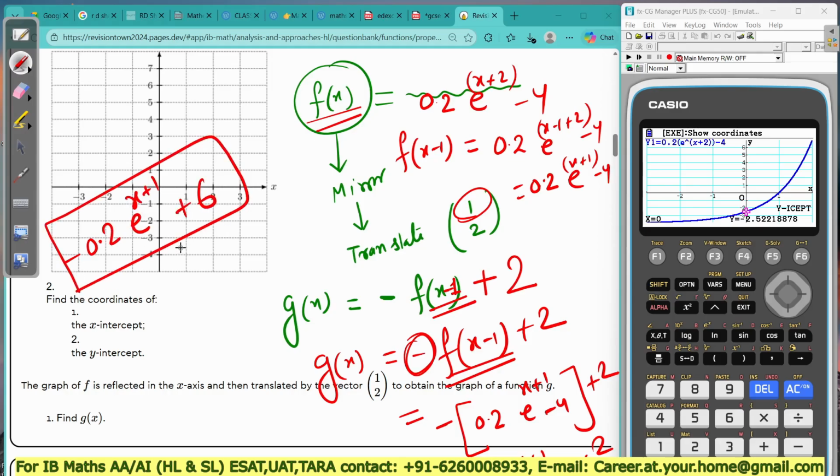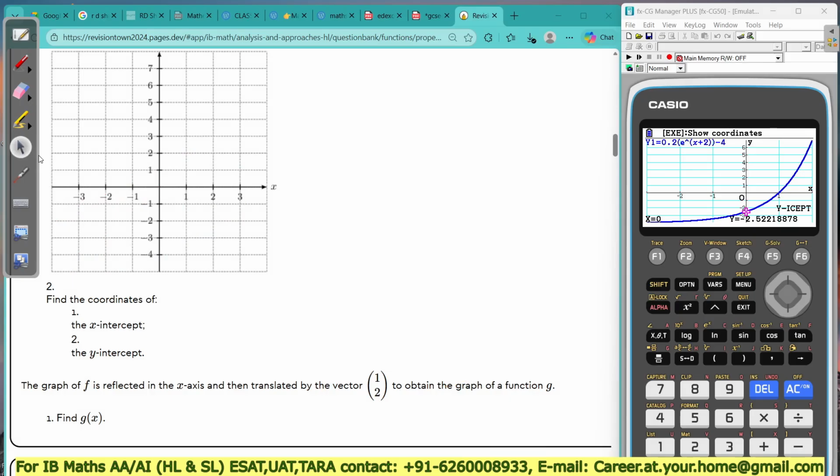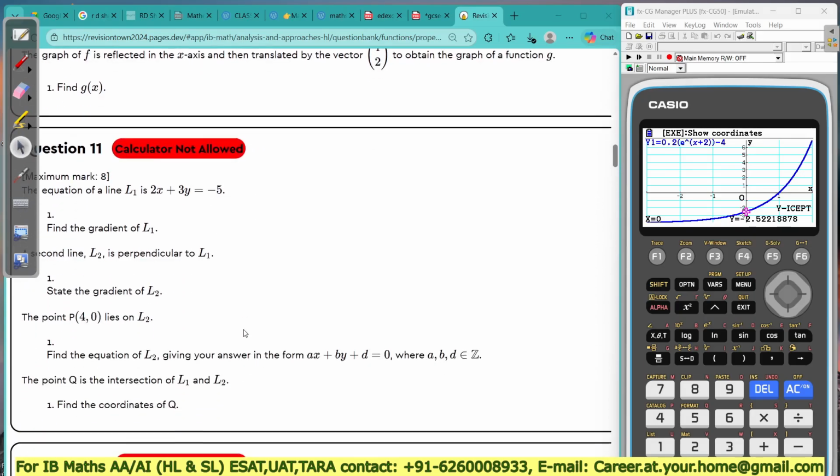So have you understood? You can either first write the general expression for all your modifications and then substitute the value, or you can start by directly replacing or modifying your curve. Any doubt? Please let me know. No doubt. Thank you. So please see the next one, question number 11.